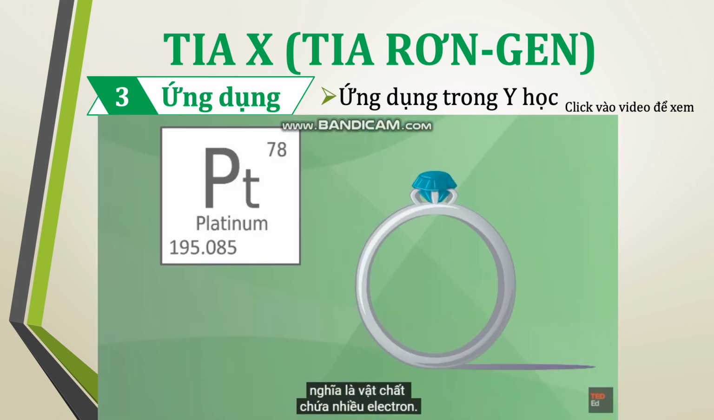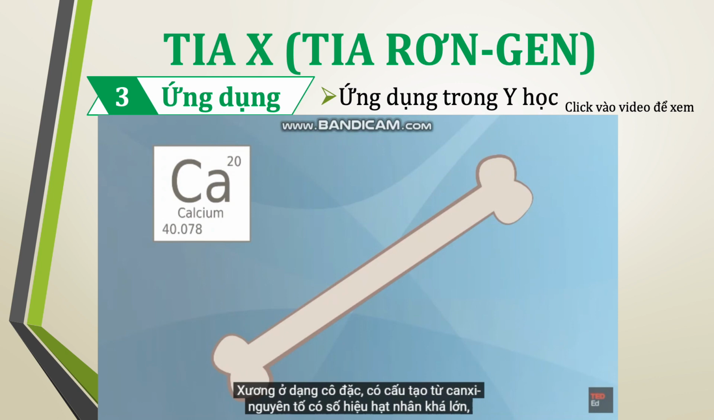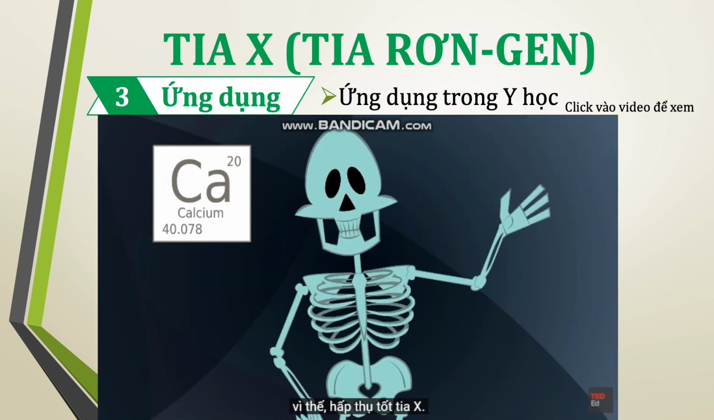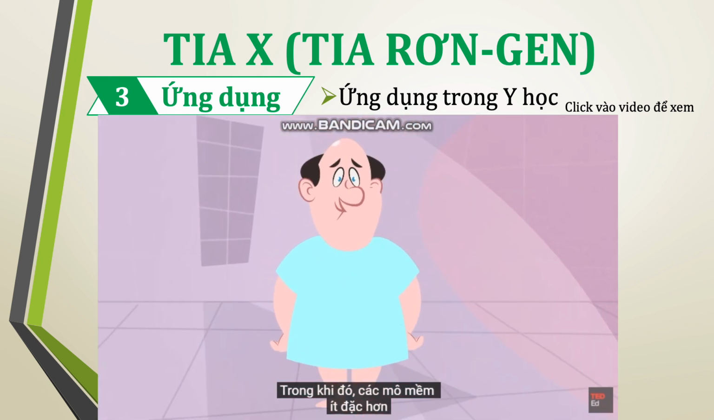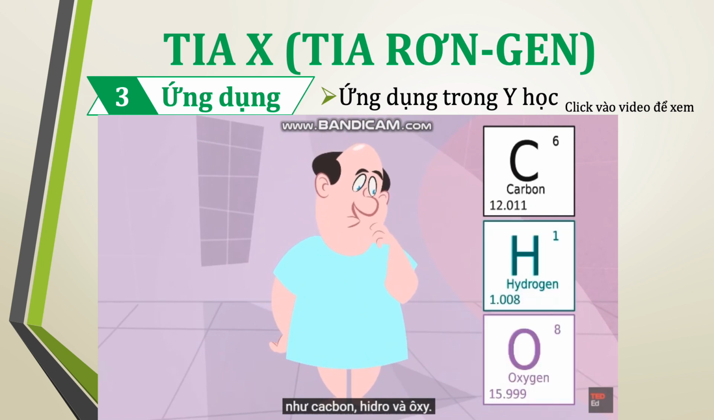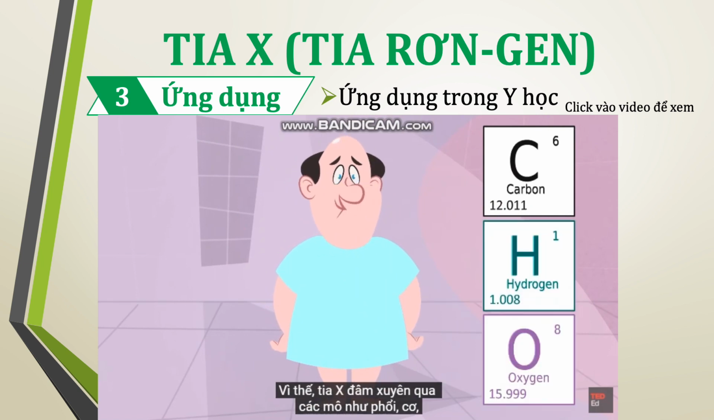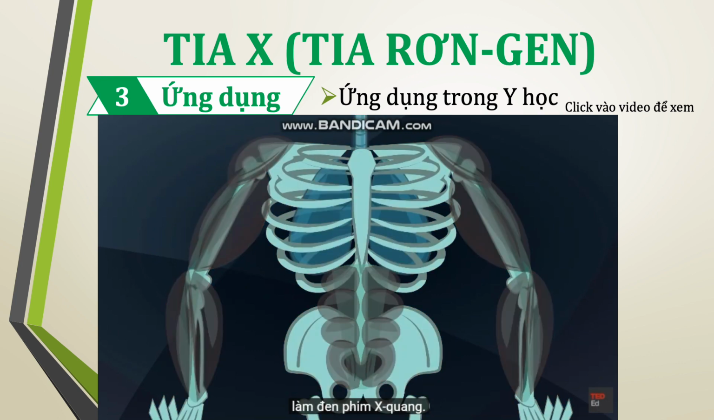Bones are dense and full of calcium, which has a relatively high atomic number, so they absorb X-rays pretty well. Soft tissue, on the other hand, isn't as dense and contains mostly lower atomic number elements like carbon, hydrogen, and oxygen. So more of the X-rays penetrate tissues like lungs and muscles, darkening the film.